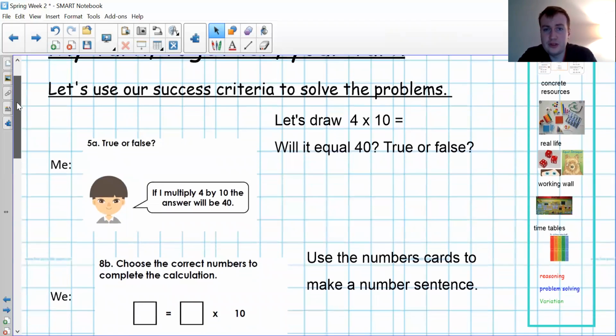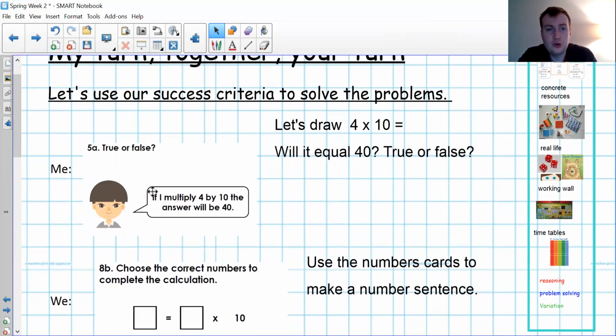Right, the first one, it says, true or false? If I multiply 4 by 10, the answer will be 40. I know a lot of us can count in our tens, but we're going to draw it because we need to prove it, okay? So I'm going to draw my 4 groups.